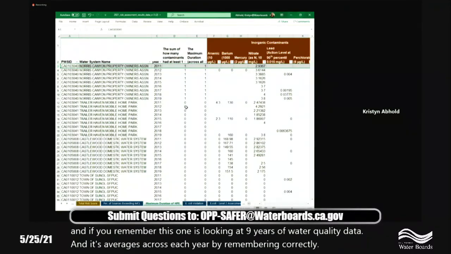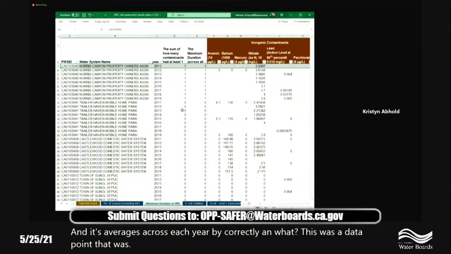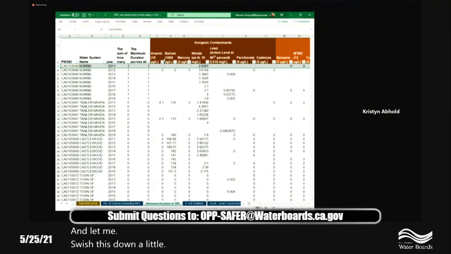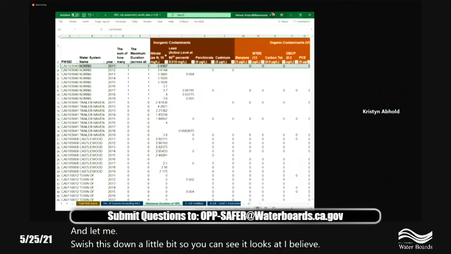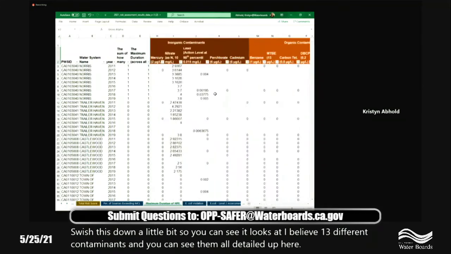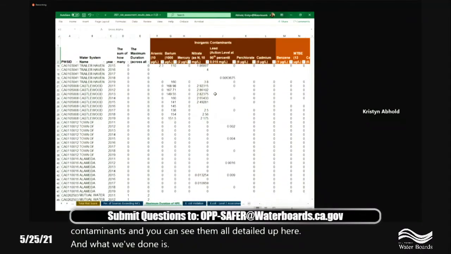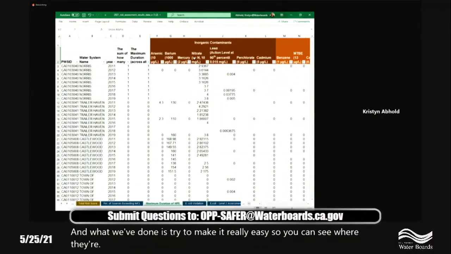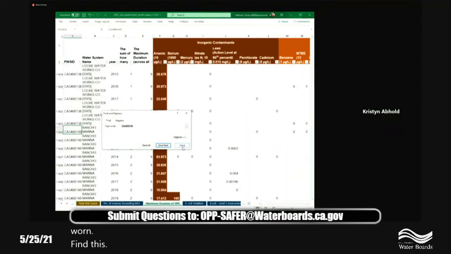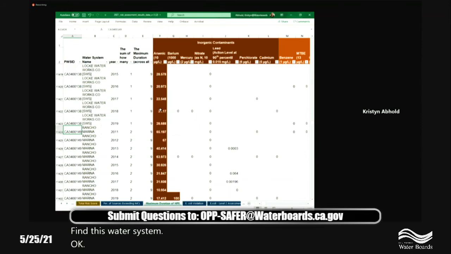And this was a data point that was generated by OWIHA. Let me squish this down a little bit so you can see it. It looks at, I believe, 13 different contaminants, and you can see them all detailed up here. What we've done is try to make it really easy so you can see where they're actually exceeding the MCL threshold. So we know that this system had one, oops, Control F, find this water system. Okay, so we've tried to make it so it automatically highlights in its color when it's been exceeded.